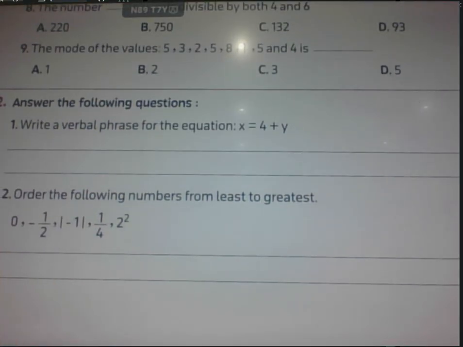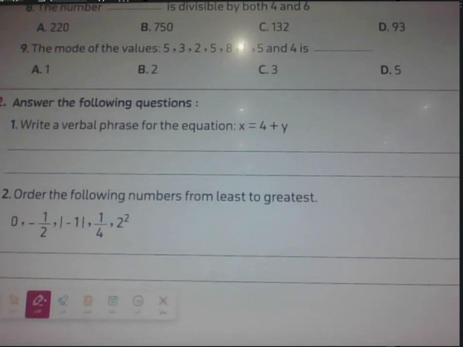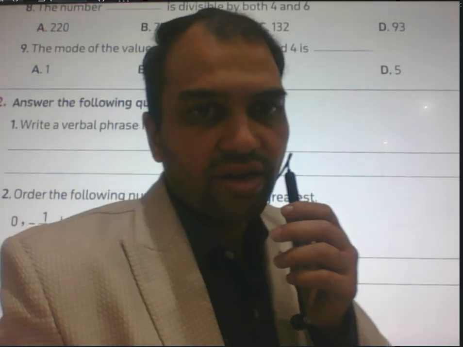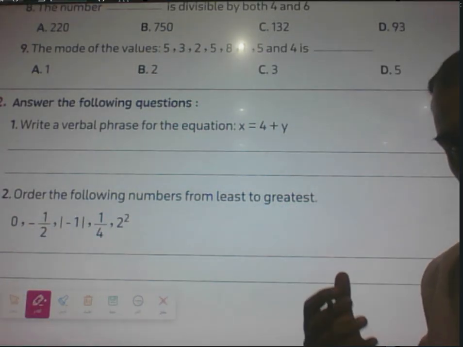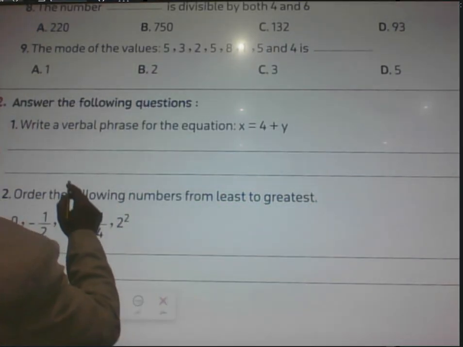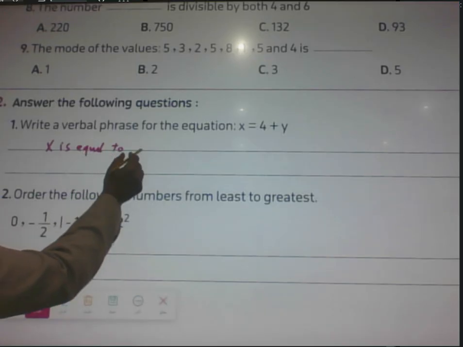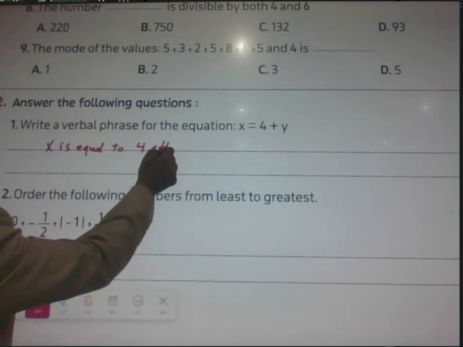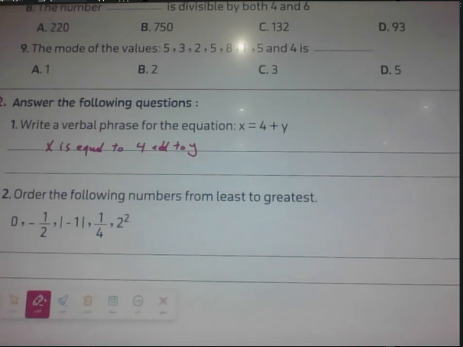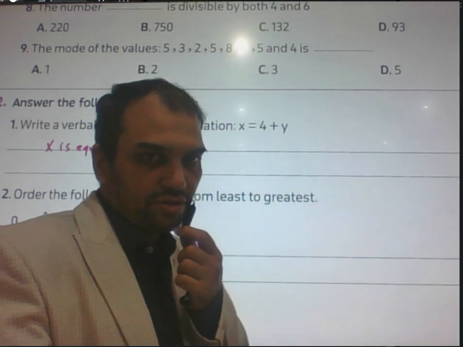Write the verbal phrase from the equation x equals 4 plus y. We can write the verbal phrase here. x equals 4 added to y. Okay, it's a verbal phrase here. Write the word form of this equation. Okay, we call it the verbal phrase. x is equal to 4 added to y. Okay, this is the verbal. Understood? Next question here. Order the following.